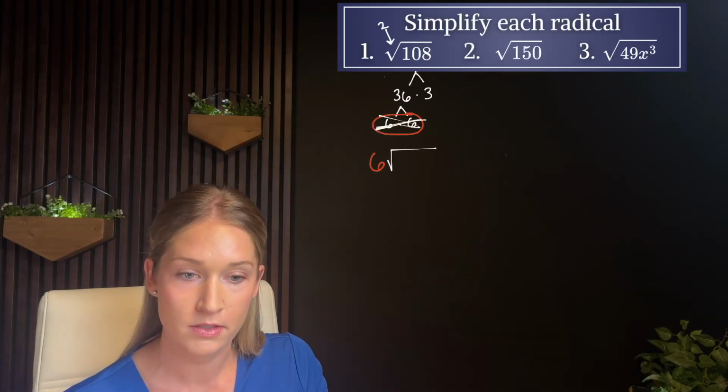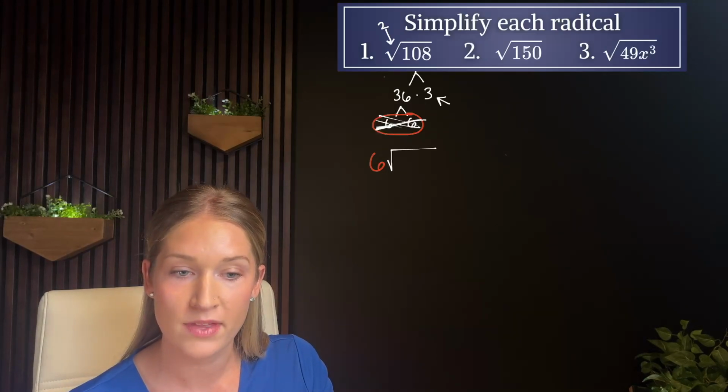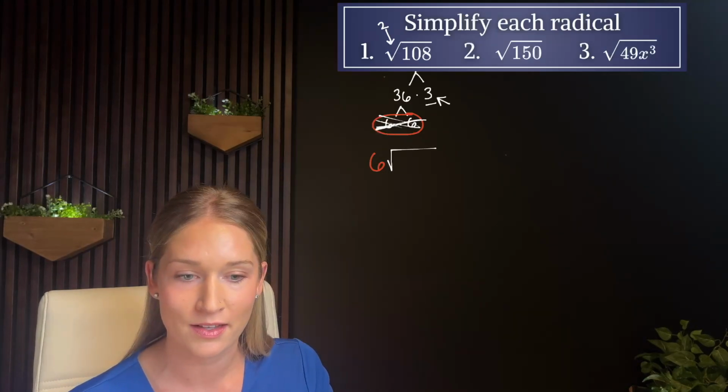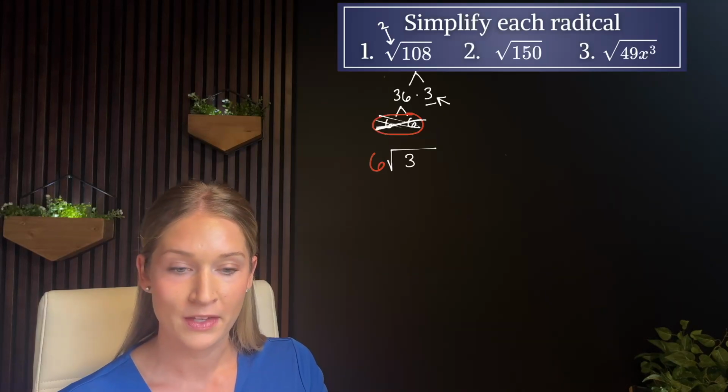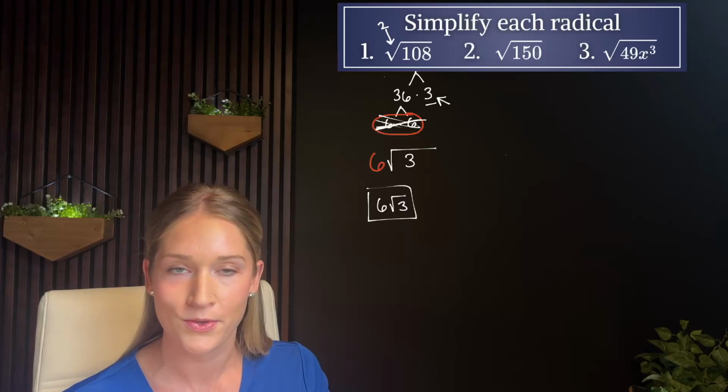So these are now done. I've used them because I've pulled them out. But inside, I still have that one 3 that didn't pair up with anything. So the 3 stays inside. So I would have 6 square root 3 as my simplified radical.